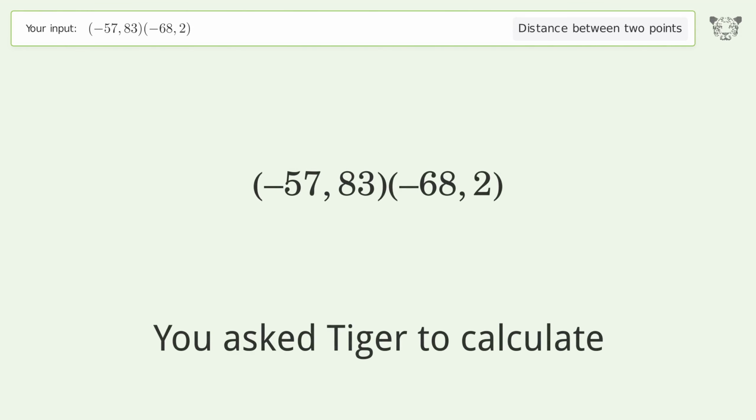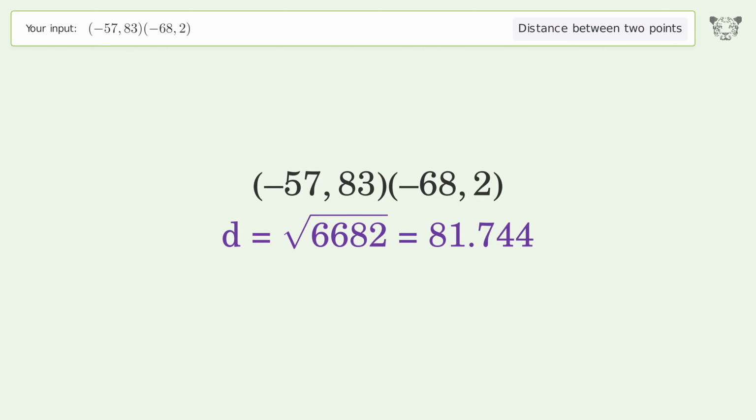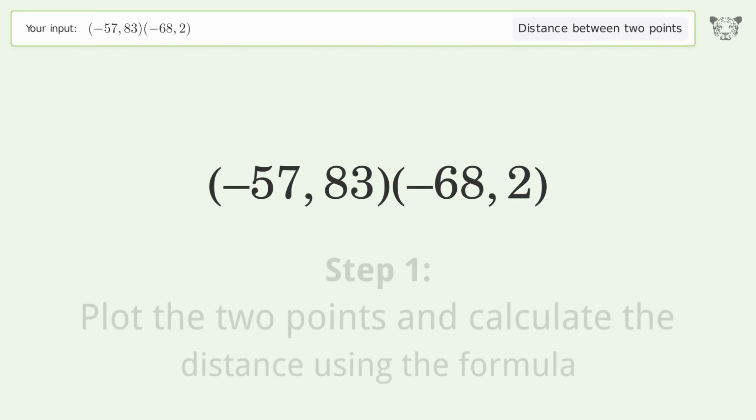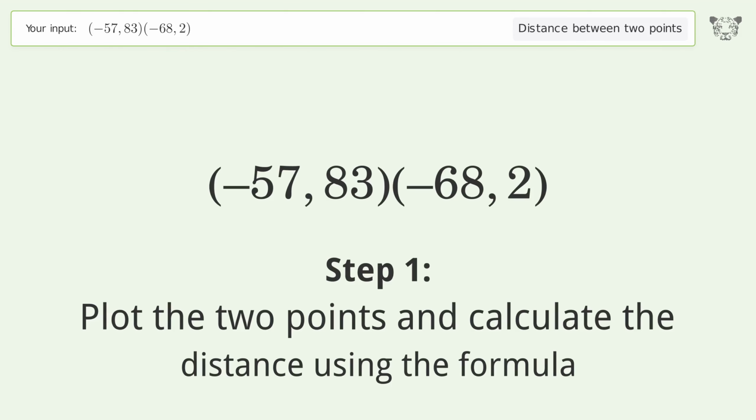You ask Tiger to calculate. This deals with the distance between 2 points. The distance between the 2 points is the square root of 6,682 or 81.744. Let's solve it step by step. Plot the 2 points and calculate the distance using the formula.